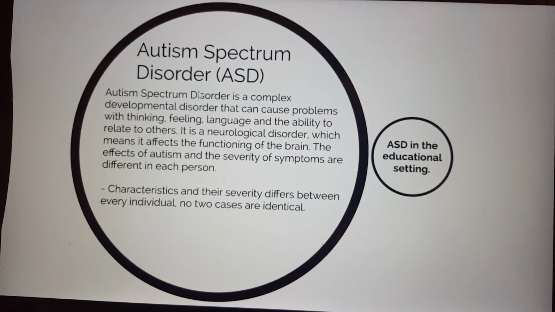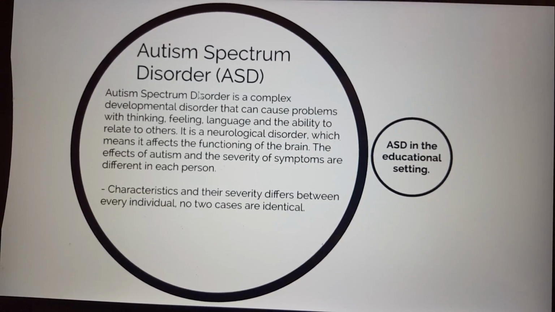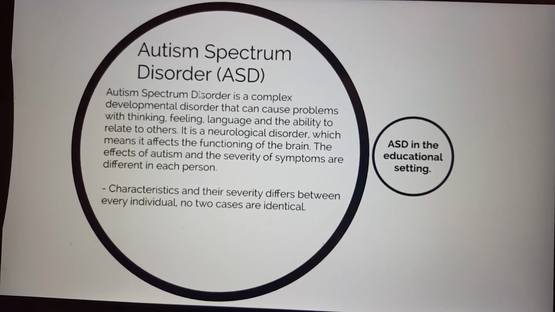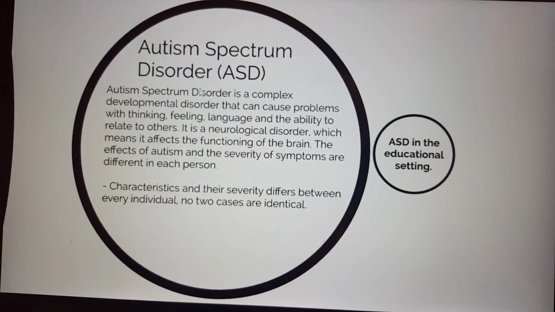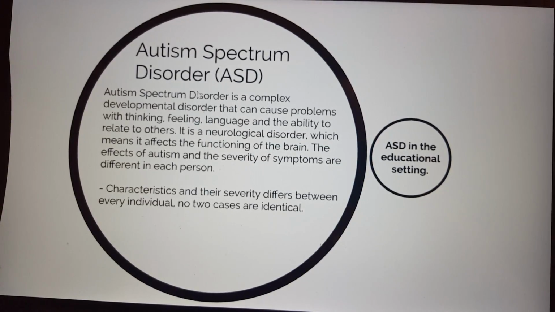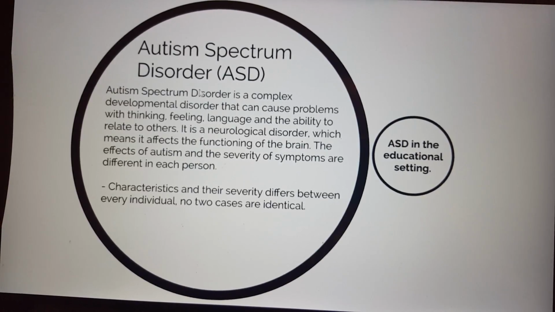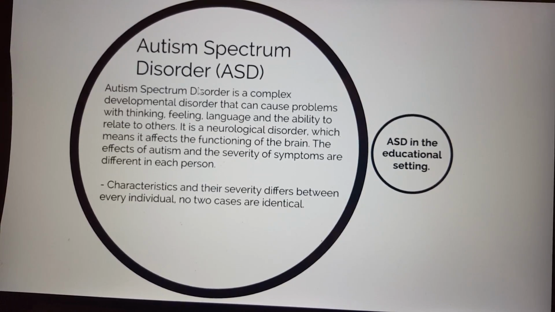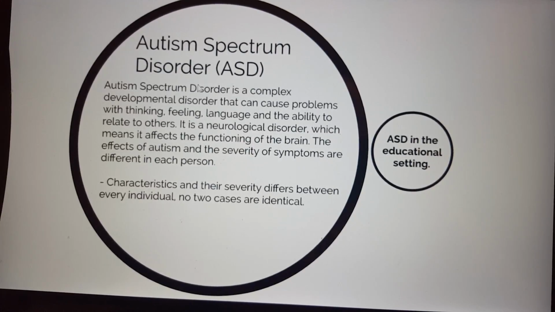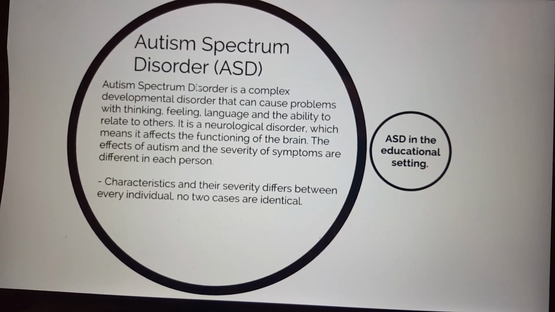The American Psychiatric Association defines autism as a complex developmental disorder that can cause problems with thinking, feeling, language, and the ability to relate to others. It is a neurological disorder, which means it affects the functioning of the brain. The effects of autism and the severity of symptoms are different in each person.